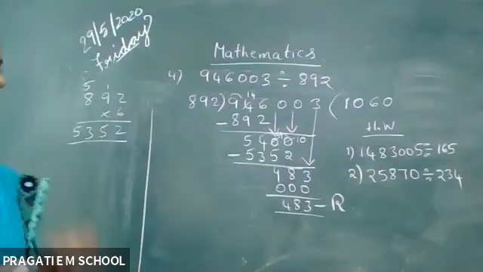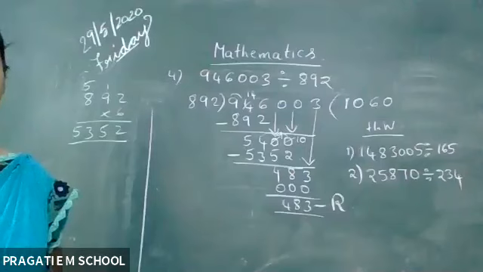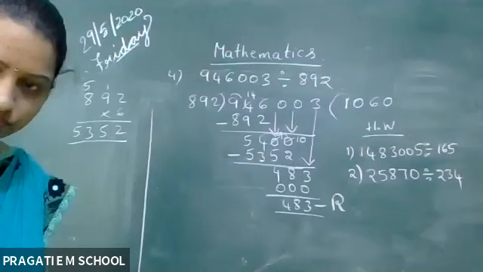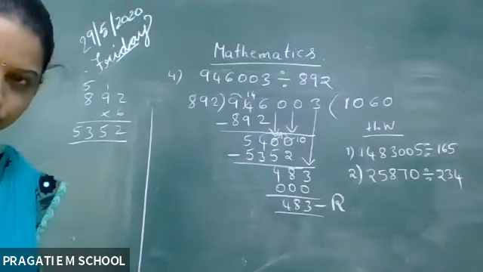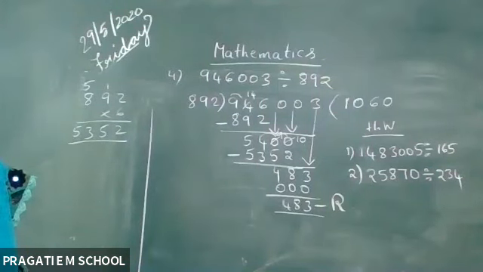Yes, children, these are the divisions. By 3 digit we have learned, by 2 digit also we have learned. Do you have any doubts now? Do you have any doubts, children? Yes? Do you have any doubts? Anyone? Yes, Abhigya?